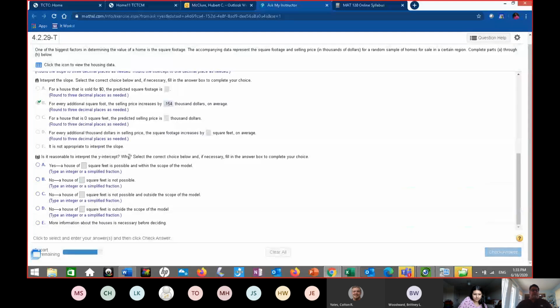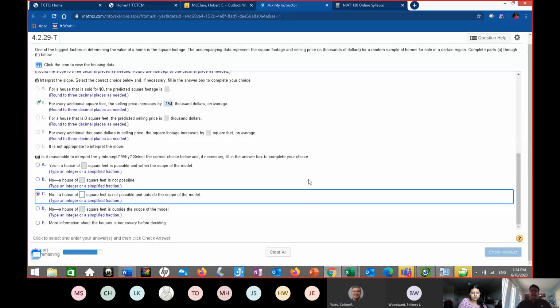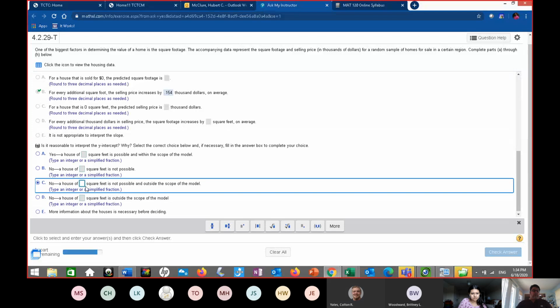Isn't it reasonable? Here's the y-intercept question. No, it's not reasonable. So it would be either D, C, or B. Well, C. A house of 0 square feet is not possible. But I think they may ask you for this one. Last time we did it, it was C. C, thank you. Why would they ask you to write a blank for 0?